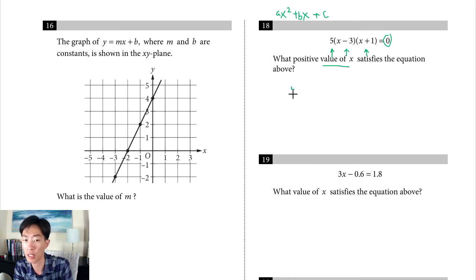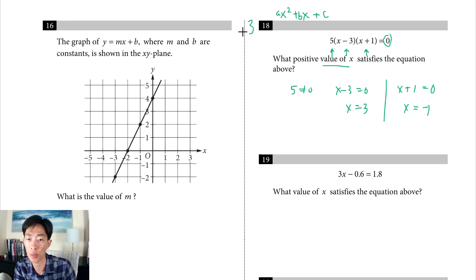So obviously 5 is not going to be equal to 0, but either x minus 3 can be equal to 0 or x plus 1 can be equal to 0, and that makes the whole equation true. So either x is going to be equal to 3 or x is going to be equal to -1. And they're asking for the positive value, and so the answer is 3.